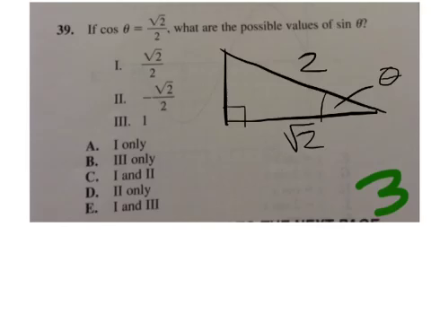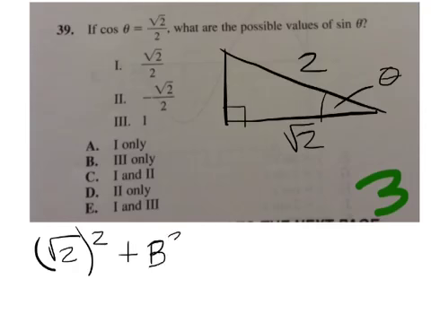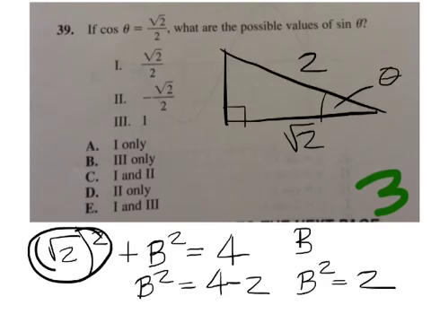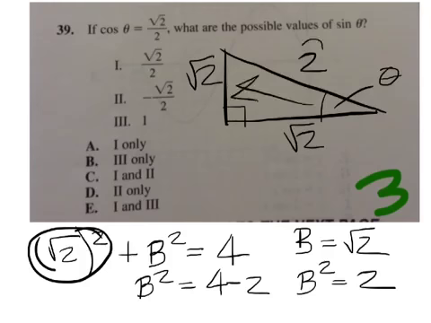You could go through and do this. You could do square root of 2 squared plus b squared equals 2 squared, which is 4. If you square this, it's going to be a 2. So move it to that side, change the sign. b squared equals 2. So b would have to be square root of 2. So if you put square root of 2 there and do sine, opposite over hypotenuse, square root of 2 over 2 is a possibility. But this isn't the only triangle you can draw.